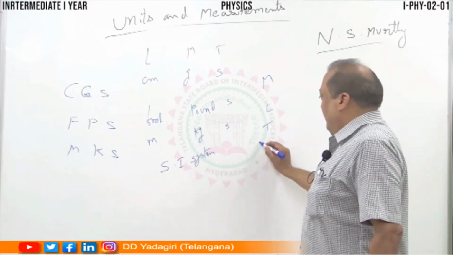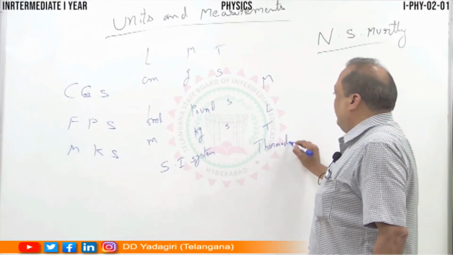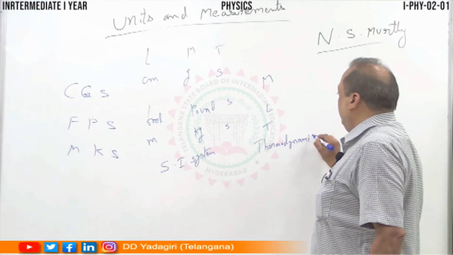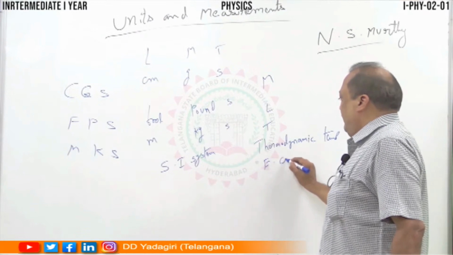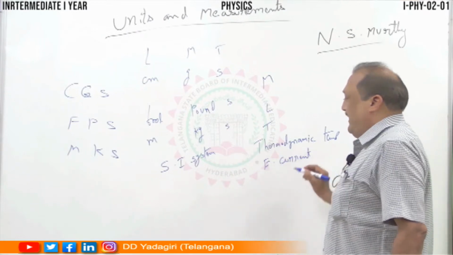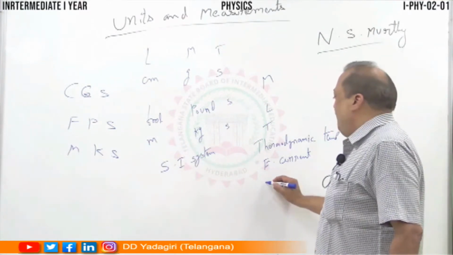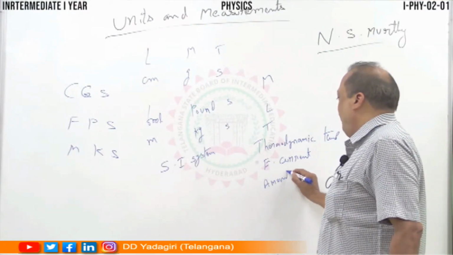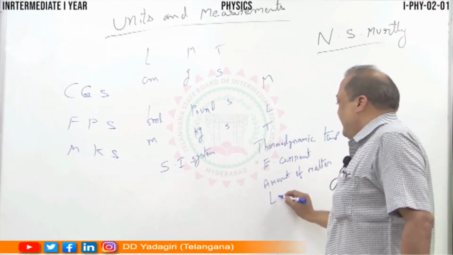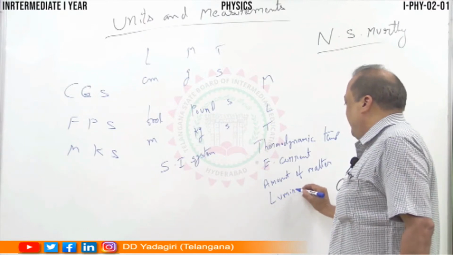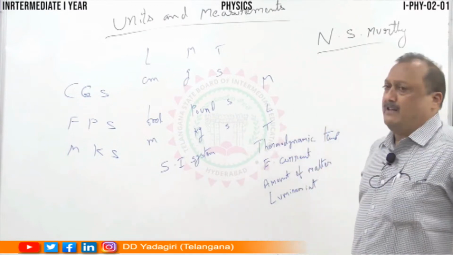Instead of that, there are 4 more physical quantities: thermodynamic temperature, electric current, amount of matter, and luminous intensity, that is intensity of light. Electric current also is taken as a fundamental physical quantity. These 7 are fundamental physical quantities.